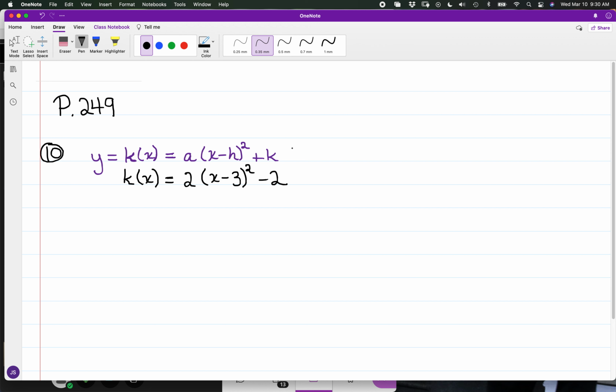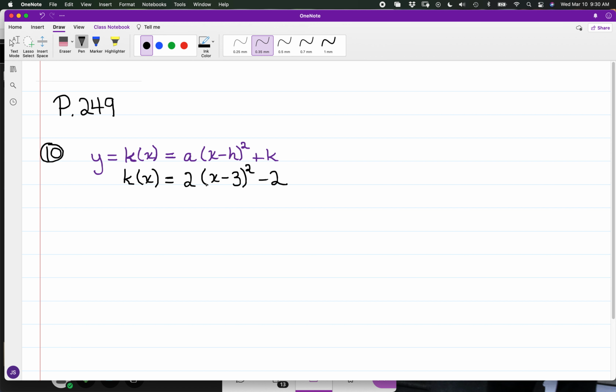All right, good morning. Continuing on with what we have regarding functions, and this time working with quadratic functions. We have on page 249, and I'm going to do a little bit of a modification with some of the problems in the mix. For number 10, we're looking at the features of a quadratic function given in the form k of x is equal to 2 times the square of the binomial x minus 3, followed by the subtraction of 2.